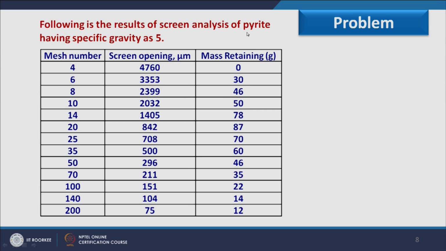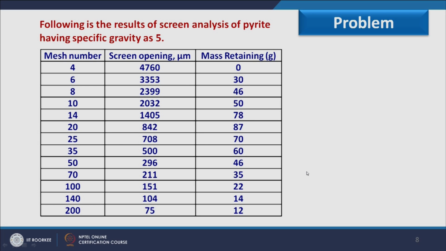Now, in this particular lecture, I will demonstrate a worked example. Here I have the problem. The following is the result of a screen analysis of pyrite having a specific gravity of 5. If you see this table, here we have represented the data from the screen analysis, which includes mesh numbers from 4 to 200 and screen openings from 4760 to 75. Here for the mesh number we have used the American standard, then the Indian standard screen, and the mass retained on each screen is also shown over here.